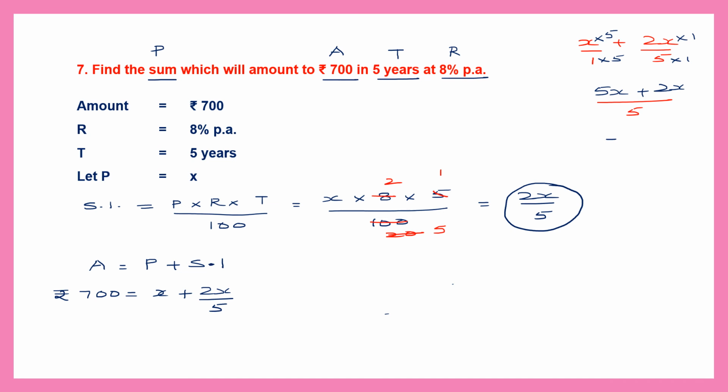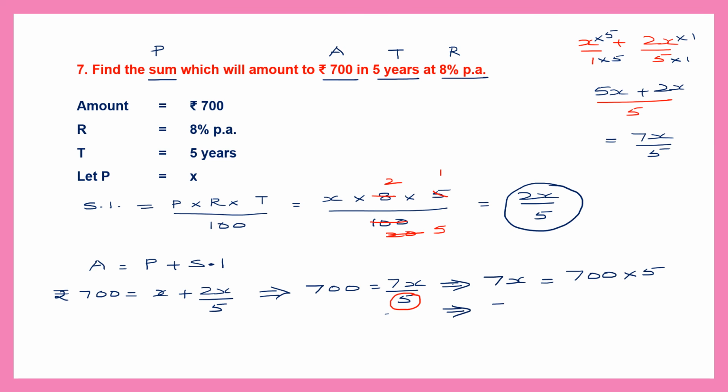So what do we get here? 5x plus 2x is 7x, 7x by 5. So now remember, this is now in the form of an equation. So 700 is equal to 7x by 5. So now we can find the value of 7x. To find the value of 7x, we leave 7x alone, and on the other side we have 700. Now we're going to transpose this 5, which is division, from this side to the other side, so it becomes multiplication. Multiplication by 5. So that means 7x is equal to 700 into 5.